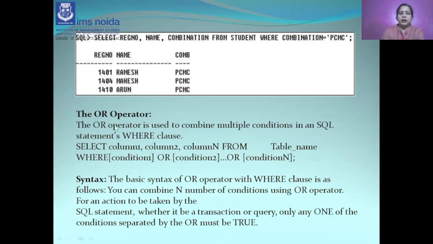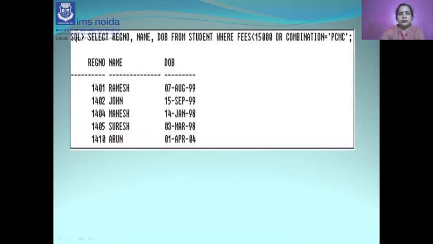For the OR operator, if either of these two conditions is true, it will be true. So the OR operator is used to combine multiple conditions in an SQL statement's WHERE clause: SELECT column1, column2, column n FROM table WHERE condition1 OR condition2. What is the syntax? The basic syntax of the OR operator with the WHERE clause is as follows. You may combine n number of conditions using OR and it will check that either one of the two conditions will be true. Like this.